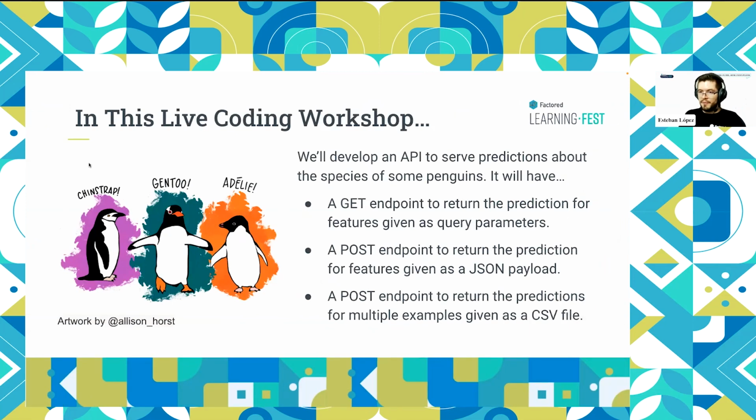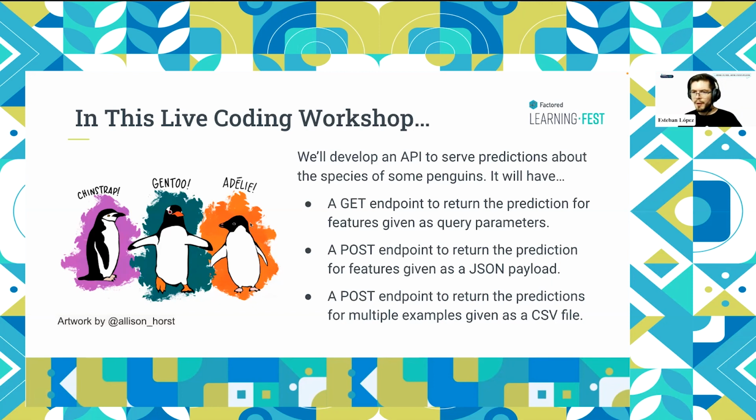And in this live coding workshop, what we're going to do is take a machine learning model that predicts the species of some penguins. We are not focusing on the model. We are focusing on serving with an API, right? So we will not spend time in the modeling part. The model is given. I'm going to go over it in a very brief manner in a moment. But we have a model that allows us to classify penguins among 3 species: Chinstrap, Gentoo, and Adelie, given some measurements of the beaks and the flippers of the penguins.